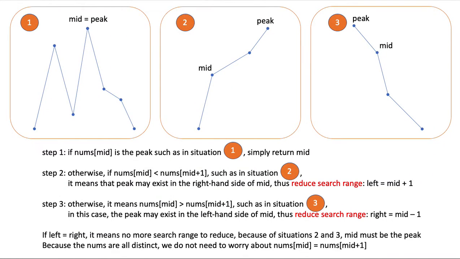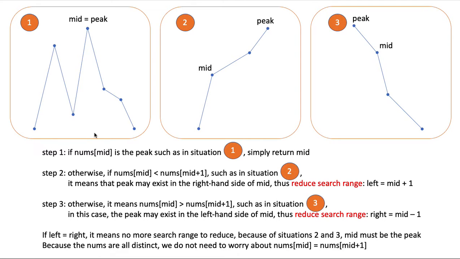There are three situations that can be analyzed accordingly. Situation 1, nums[mid] is the peak. Situation 2, nums[mid] is not the peak, but the peak is on the right-hand side of the mid. Situation 3, the peak is on the left-hand side of the mid. Accordingly, we can generate three steps.